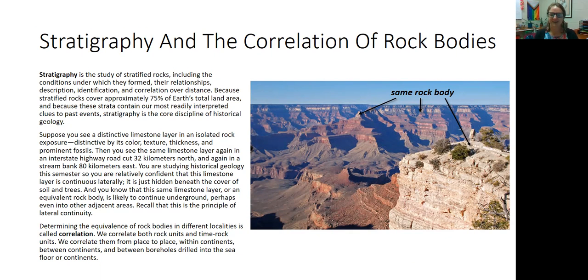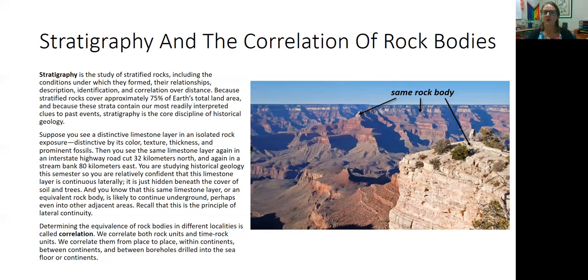Now, remember back to the principle of lateral continuity. This tells us that sedimentary rocks are originally formed covering vast areas, so that if today we see a canyon or an eroded riverbed or something like that, and we see the same rock on both sides of that canyon, then we can assume those rocks were once connected, right? And we call connecting two different rocks through space correlation.